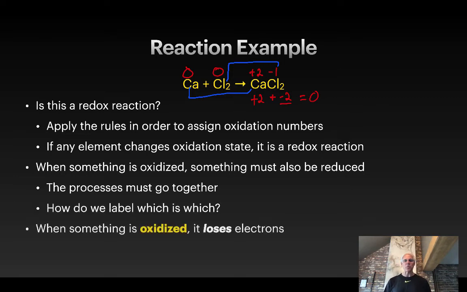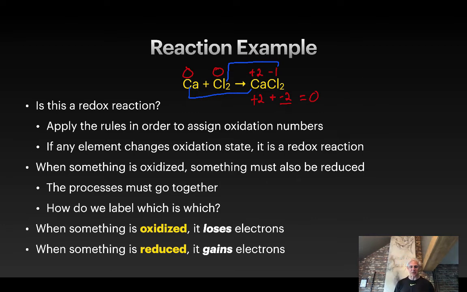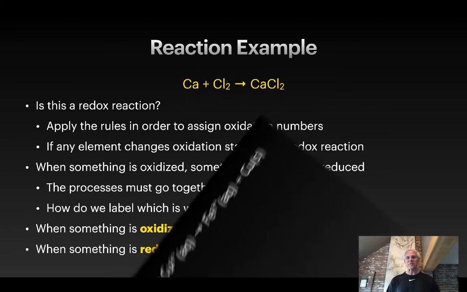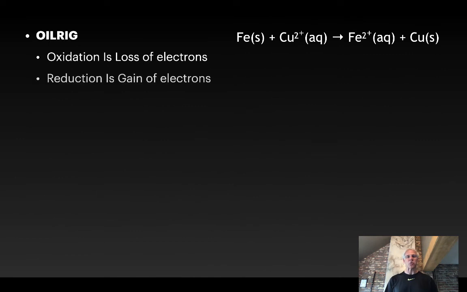So how do we label which is which? Well, when something is oxidized, it loses electrons. And when something is reduced, that means that it gained electrons. Now that can be kind of difficult to remember, so we have a couple of mnemonics to use in order to remember that. One is OIL RIG. Oxidation is loss of electrons, that's OIL. Reduction is gain of electrons, that's our RIG. So OIL RIG. Oxidation is loss, reduction is gain.